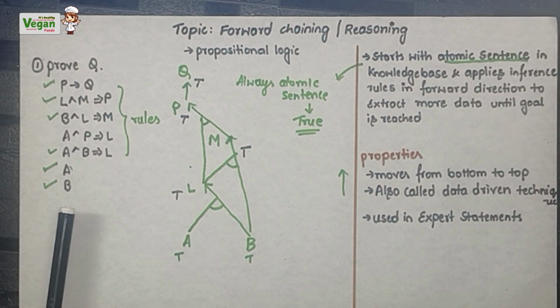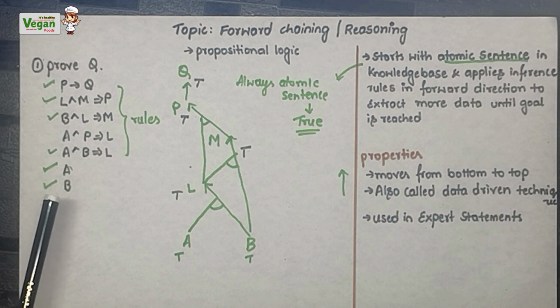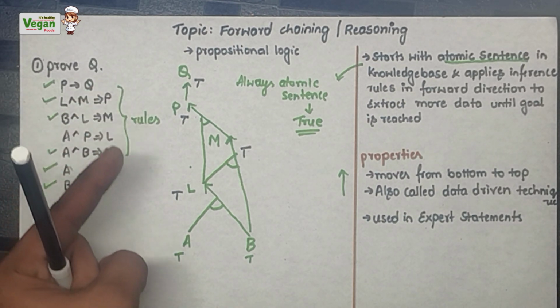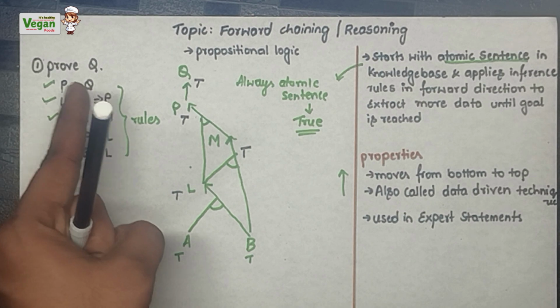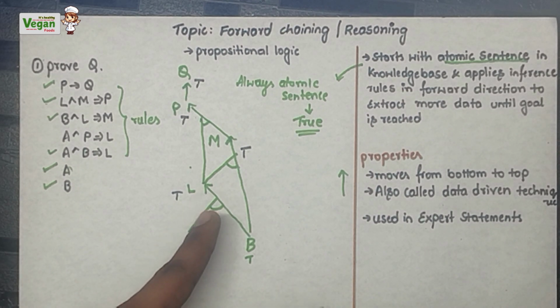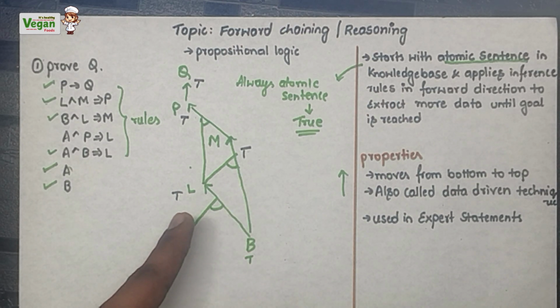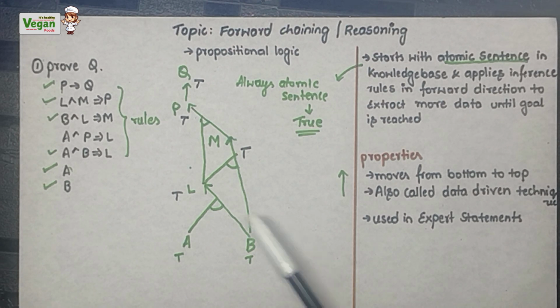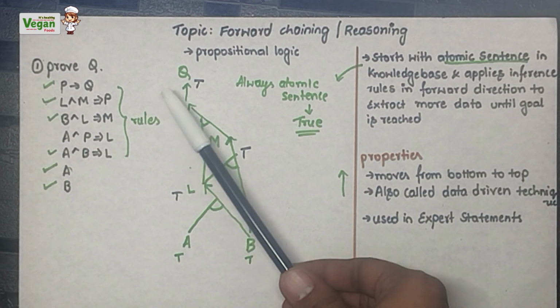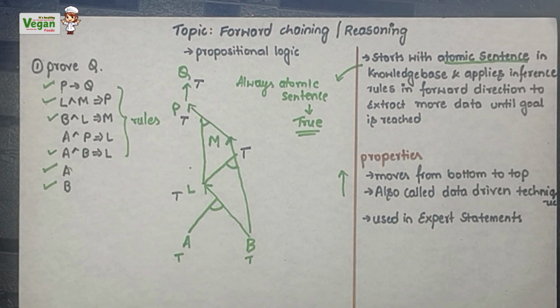In this process, you start with the atomic sentences and keep building using the left hand side, and you build the right hand side. When you reach the top, which is what you want to prove, you come back and see that since both atomic sentences are true, they produce another output which is true. Then you combine L and B. Since B and L are true, M will be true. Then L and M are true, therefore they produce P as true. Since P is true, Q is true. So we proved Q is true.